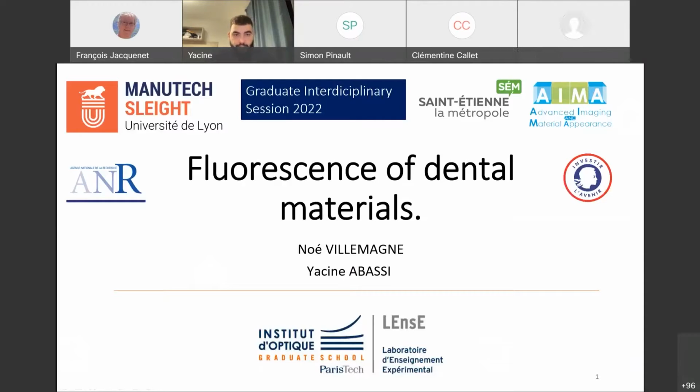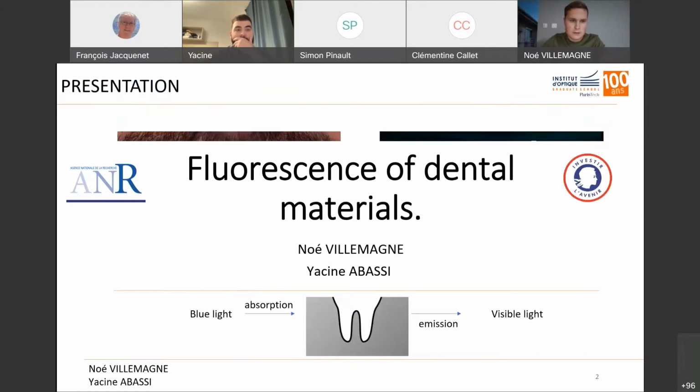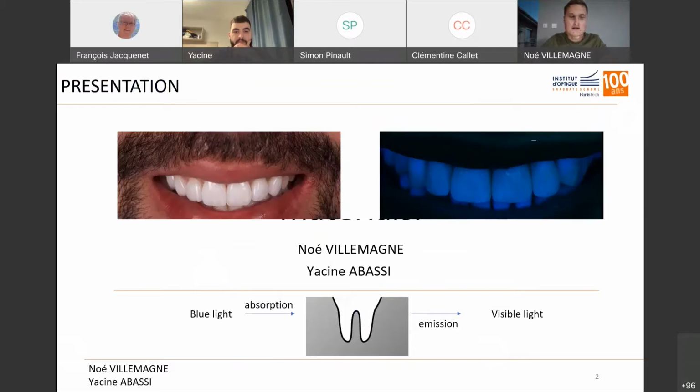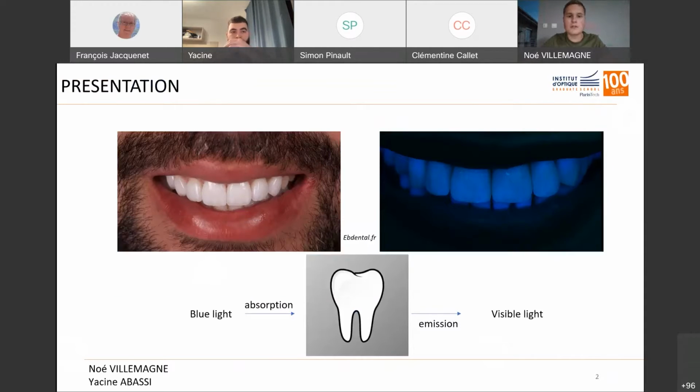Okay, so our project about fluorescence of dental materials aims to characterize the fluorescence of teeth and dental resin. The fluorescence we study in our project consists of the absorption of blue light or UV light by teeth or the dental resin, and the emission of visible light. Fluorescence is what gives the teeth their pure whiteness.